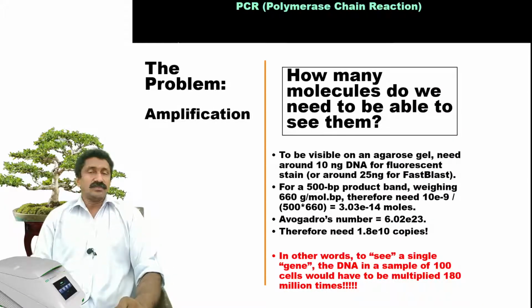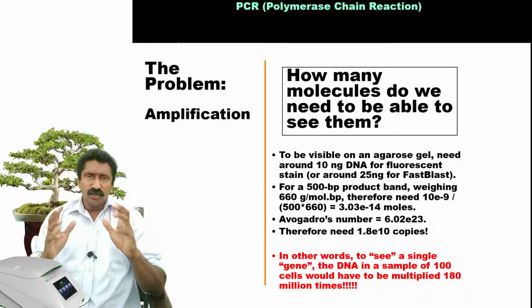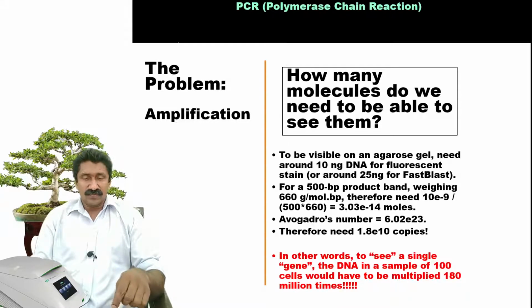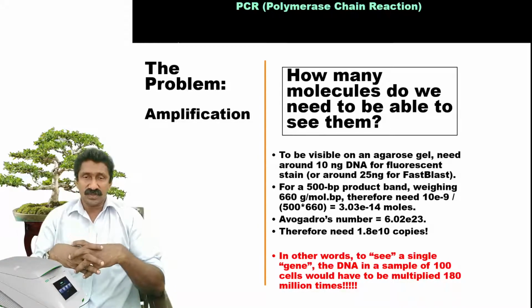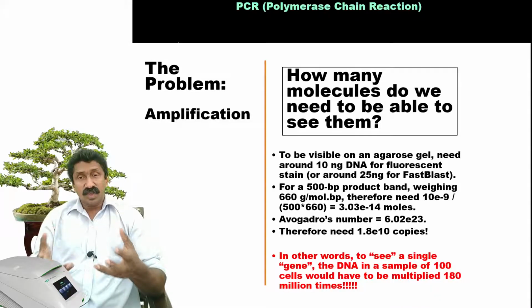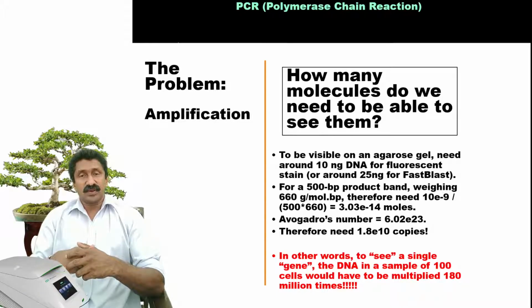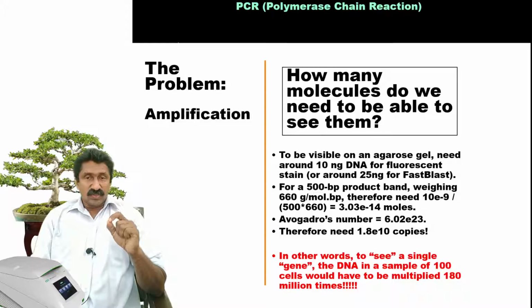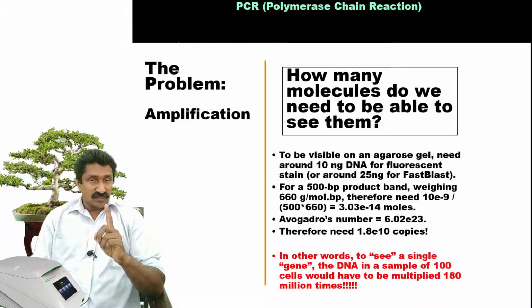Now when we come to the amplification problem, how many molecules do we need to be able to see them? In a sample, if the amount is very low, it may not be visible to your eyes, or to your camera or some other gel electrophoresis systems. So how many molecules of DNA are required for visualization? To be visible in an agarose gel, where we usually visualize the DNA in bands, that requires about 10 nanogram of DNA if you are using a fluorescent dye.